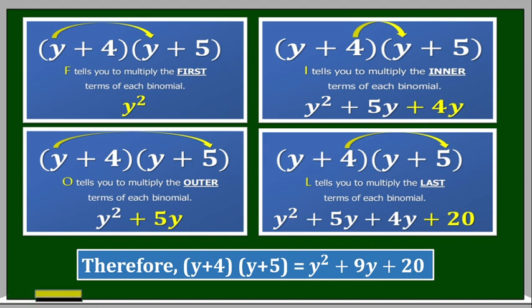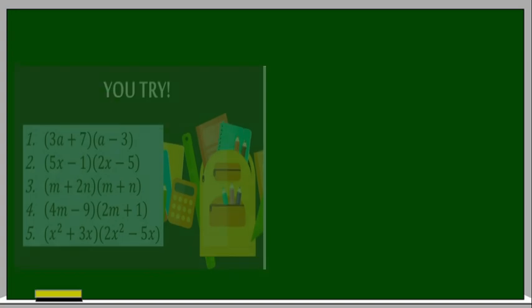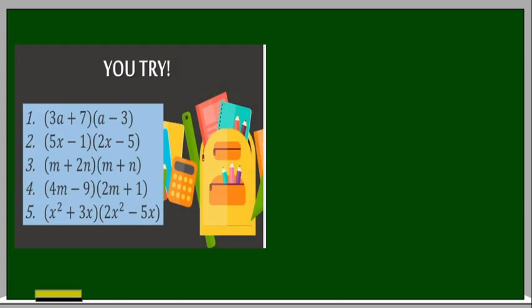This is an example of the first special product. The product is a trinomial because we have three terms. The first term is y squared, the second term is positive 9y, and the third term is positive 20. So let us try these examples from numbers 1 to 5. For number 1, what is the product of 3a plus 7 and a minus 3?